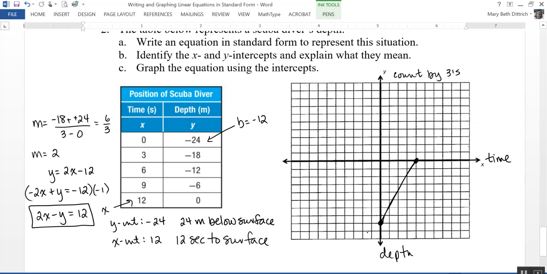So in this video, we took a look at writing and graphing linear equations in standard form, which is ax plus by equals c.